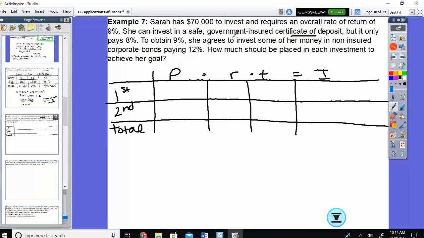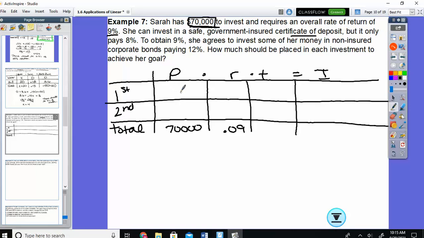Okay, so let's read through our problem. She has $70,000. That is her starting amount. So is that principal, rate, time, or interest? P, your principal. Is that the amount in the first investment, the amount in the second, or her grand total amount? Total. What interest rate does she want for that total? 9%, so my rate would be 0.09.